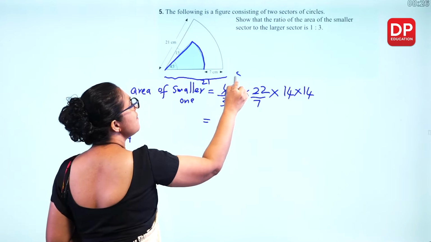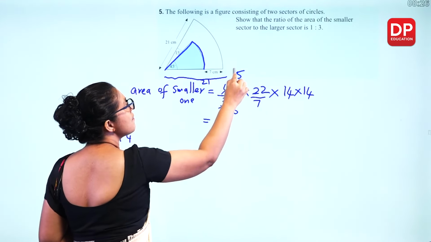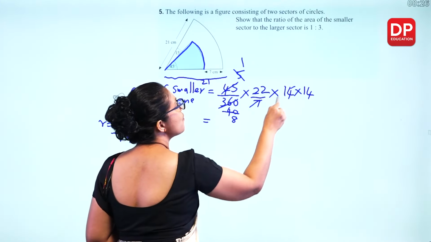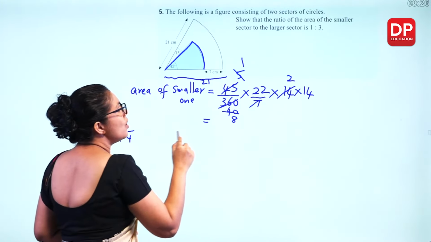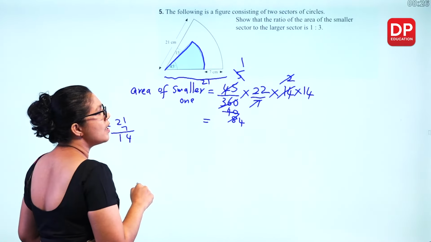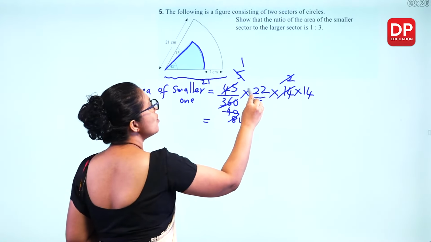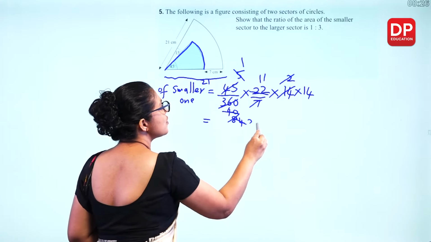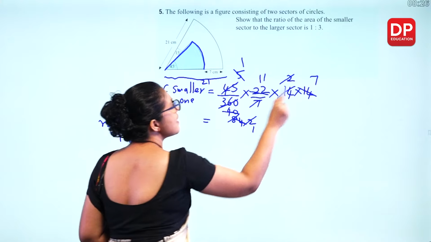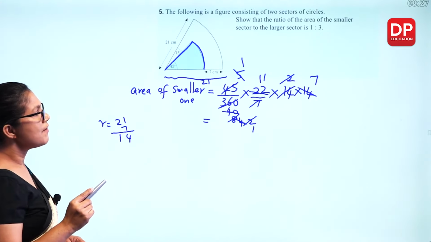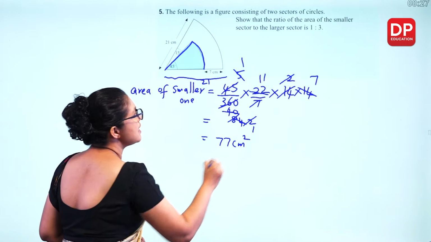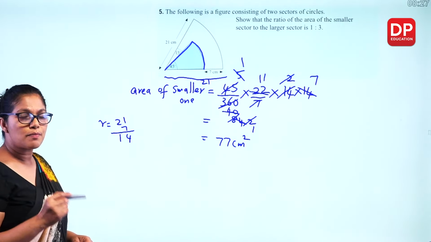So when you simplify, what do you get? 9 times 5, 9 times 40. 5 times 1, 5 times 8. And here 7 and 14, you get 2. And 2 times this one is 4. Again, you can divide by 2. 2 times 11 and 2 times 2. Again, with this one 2, you get 7. So what's the area? 11 times 7, 77 square centimeters for the area of the smaller one.